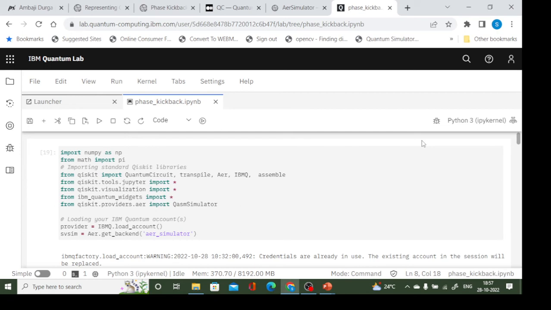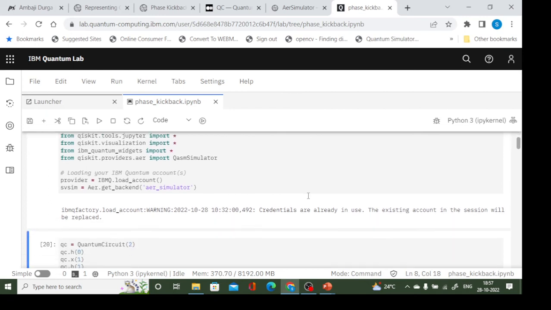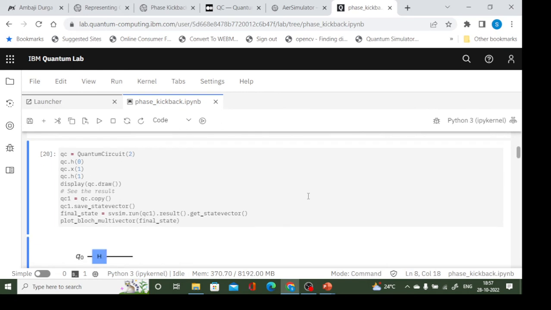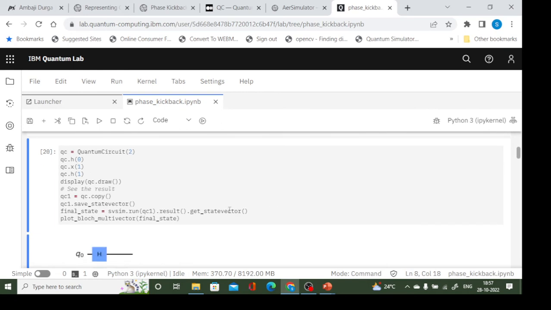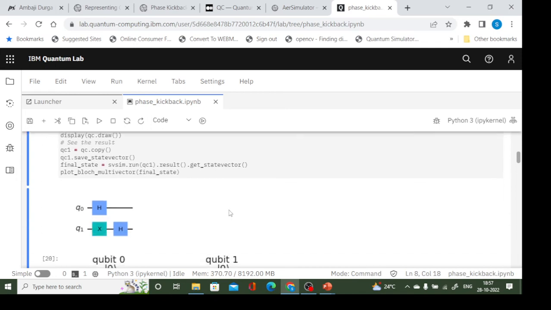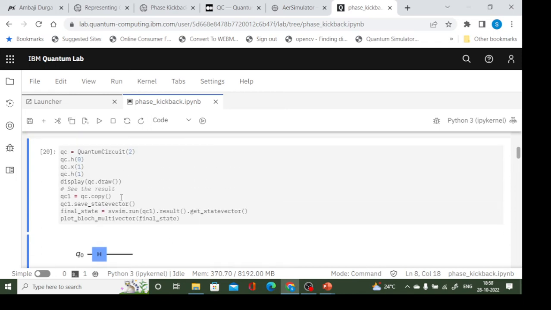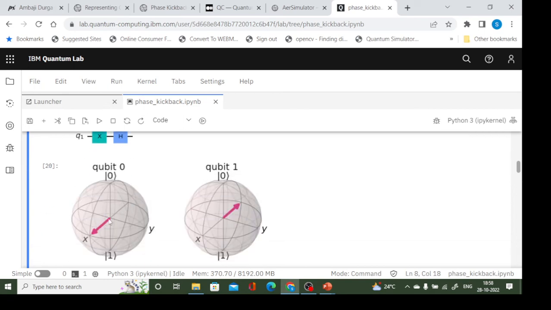So they've imported all the necessary functions from the Qiskit library. Then the example we see here, the code is for applying H to the plus-minus state and get minus-minus. With this we'll have plus in the first qubit and minus in the second qubit. So you can see this is plus and this is minus.